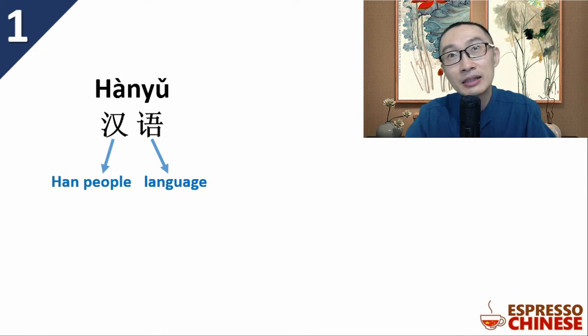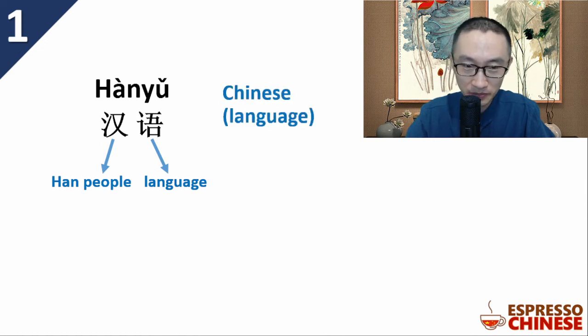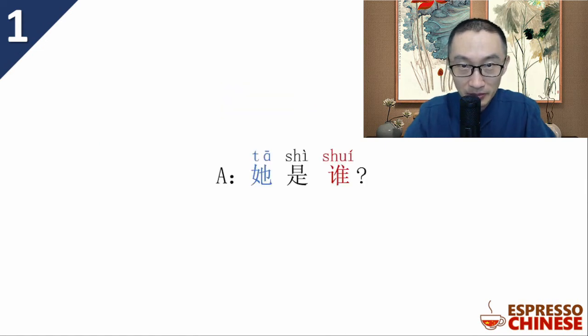Remember, we learned students is 学生, right? And for students, we learn, to study is 学. 学. So I am learning Chinese. You can say 我学汉语. I learn Chinese. 我学汉语. 汉语, Chinese language. Some sentences.